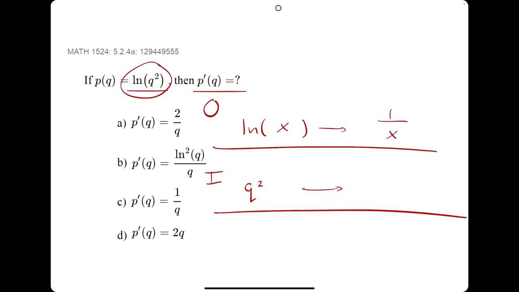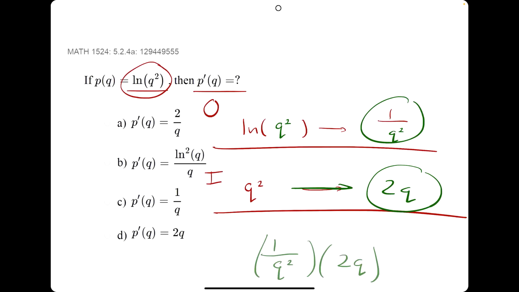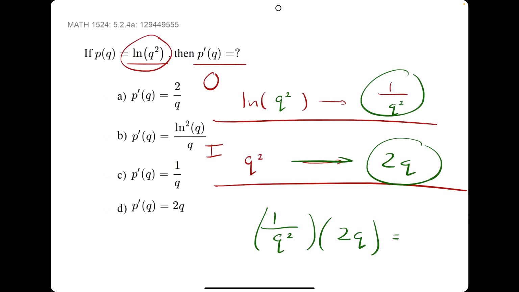Ln of x is 1 over x. But again, we didn't have x, we actually had q squared. And so we take the derivative of the ln, but we leave q squared as it is. And then we take the derivative of q squared. Using the power rule, we just get 2 times q. So now we multiply these two, we get this. And if we simplified this, we'd get 2q over q squared, cancel out a q on top and bottom, and we're left with 2 over q.